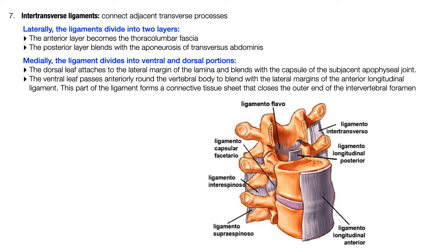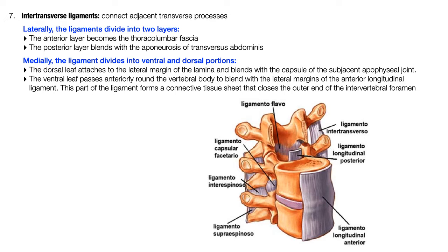At this level, the intertransverse ligaments are a bit more complex. Those are the ones between two close transverse processes, right? So laterally, this ligament has two layers. The anterior one becomes the thoracolumbar fascia that we will review with the muscles of the back, and the posterior one fuses with the aponeurosis of the transversus abdominis muscle, which is part of the abdominal wall, and we will review in that lecture.